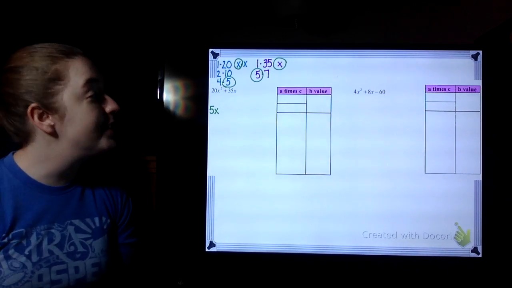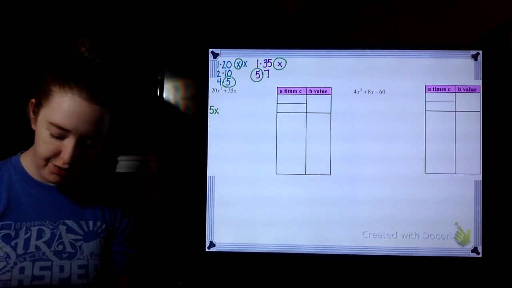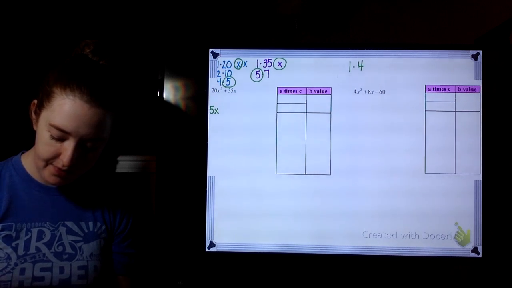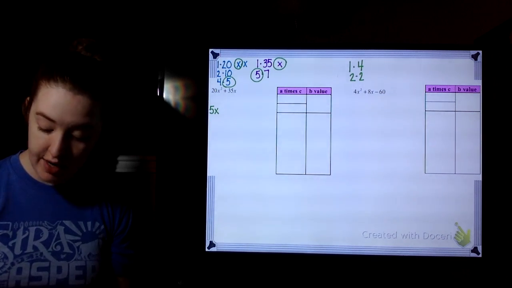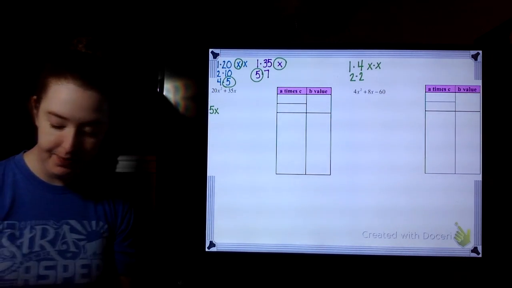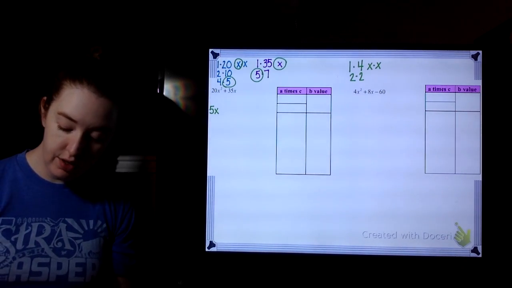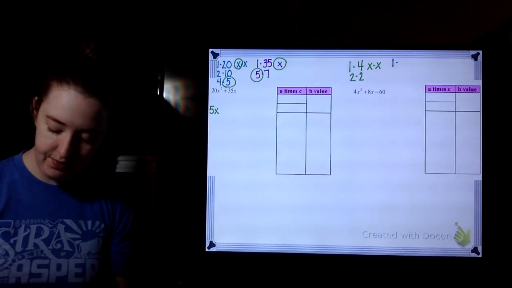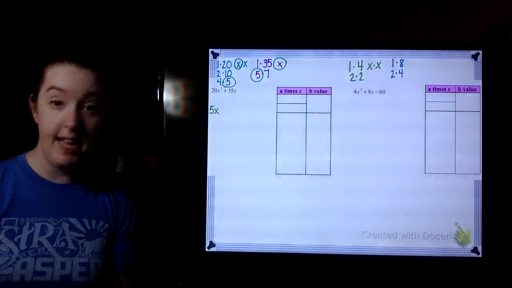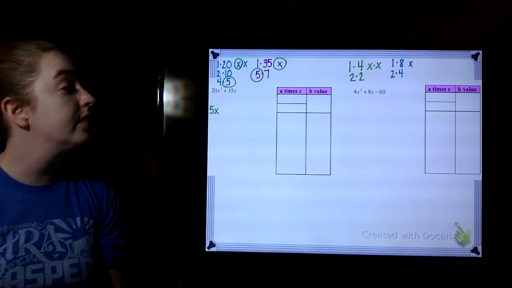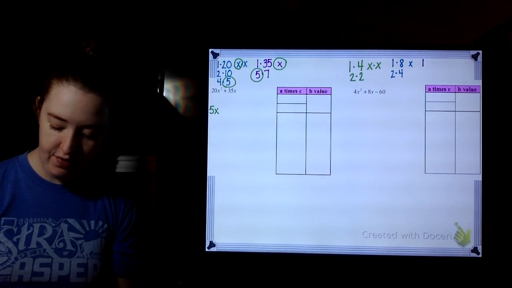Okay, so let's find all of the factors over here. Our first number is 4x squared. So the factors of 4 are 1 and 4, and then 2 times 2. And then we have x squared, so that's x times x. Now we have 8x, so 1 times 8, and 2 times 4 for the factors of 8, and then that has an x. And then our last number is 60. So 60 has a lot of factors.